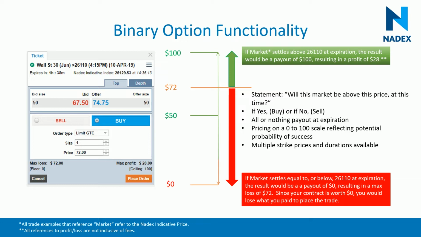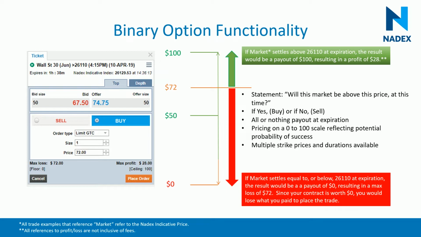For example, while I'm looking at my maximum loss of $72, if I buy at 72 and that order gets filled, and the market drops down and all of a sudden it's sitting at 50, right? I might want to try to close out if I can get out at 50 and prevent the maximum loss. Again, you have that flexibility.